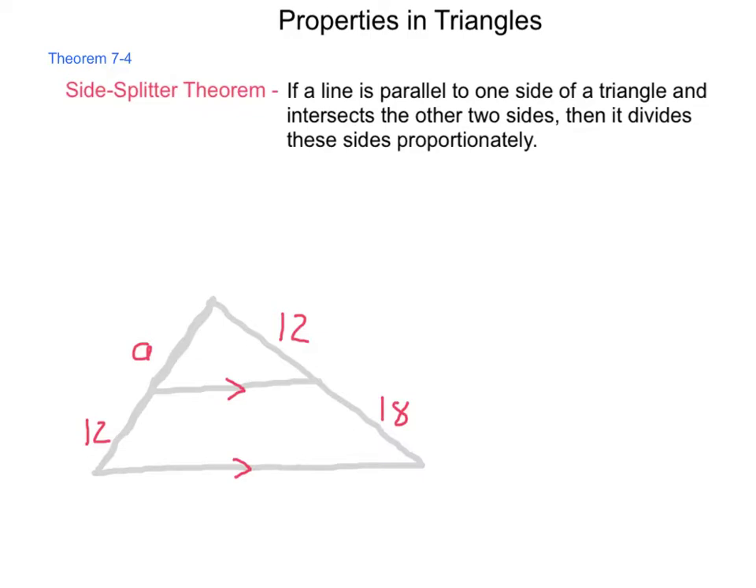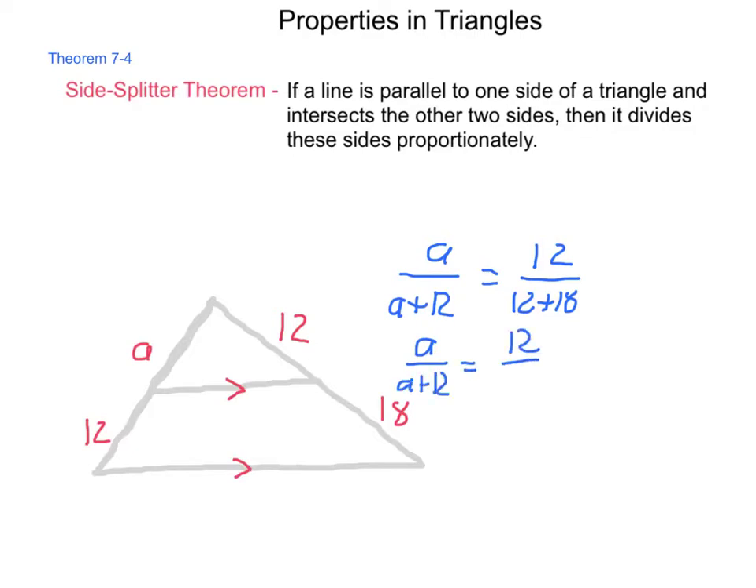Basically, what we can get from this is that A divided by A plus 12, the left-hand side, is going to be equal to 12 divided by 12 plus 18, the right-hand side. So if we go to simplify this, we have A over A plus 12 is equal to 12 over 30. Then, using our cross products, we will come out with 30A is equal to 12 times A plus 12.